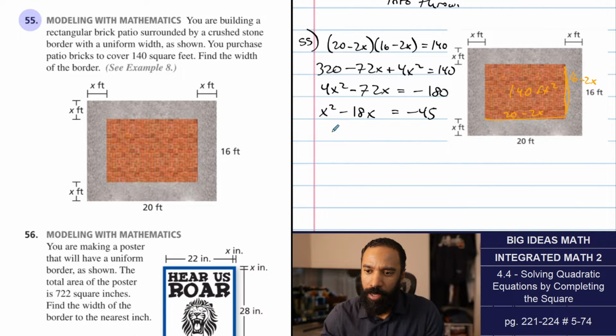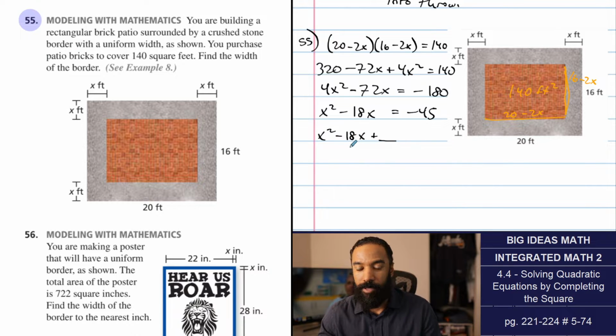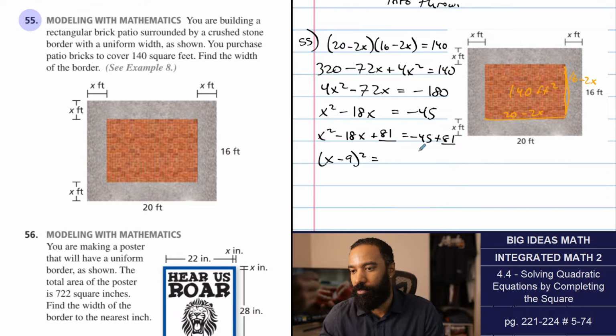Totally factorable, by the way, but that's not our goal. We're going to do x squared minus 18x plus a blank. 18 divided by 2 is 9. Negative 9 squared is 81. So we're going to do negative 45 plus 81 as well. This factors into (x minus 9) quantity squared. Negative 45 plus 81 is 36.